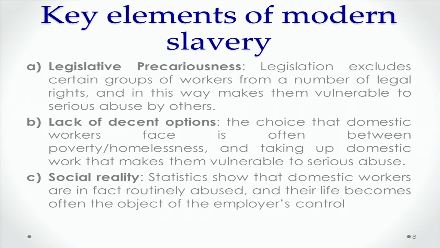So what is modern slavery from what we've said thus far? Key elements of modern slavery, I think, are these three. First of all, what I will call legislative precariousness. This is the legislation which I mentioned earlier, labor and immigration legislation, which excludes certain groups of workers from a number of legal rights. And in this way, it makes them very vulnerable to serious abuse.